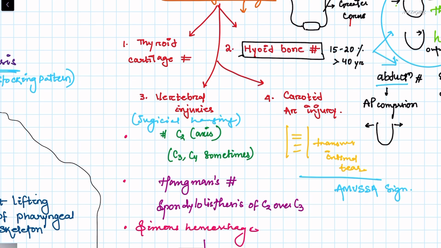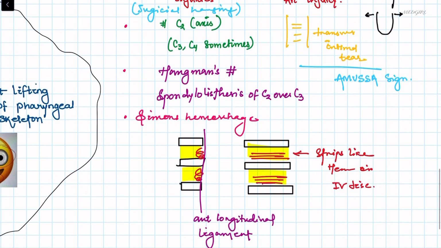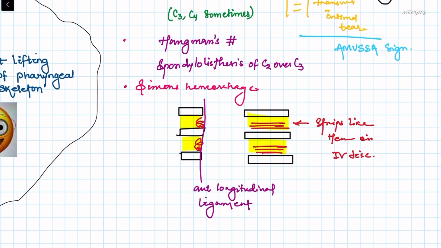C2 axis is most common. Then spondylolisthesis of C2 over C3 can be seen. Here we can see something called Simon's hemorrhage. What is that? Due to this prolonged suspension, bleeding behind the anterior longitudinal ligament occurs, that is a strip-like hemorrhage in the intervertebral disc between the lumbar vertebrae.